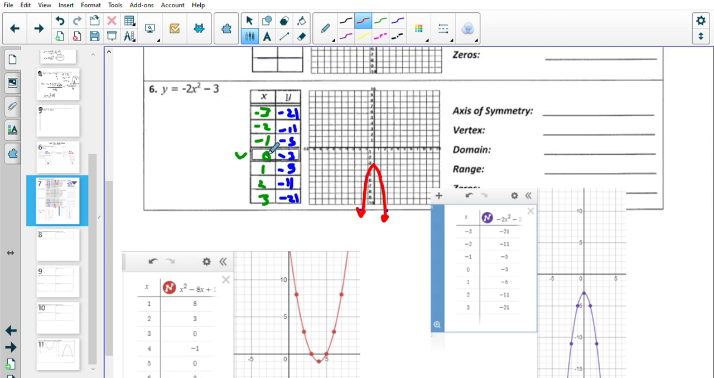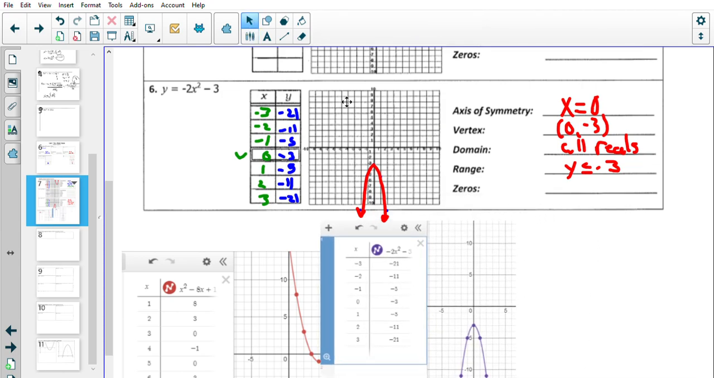And then we can fill in our axis of symmetry. Axis of symmetry, x equals 0. Vertex at 0, negative 3. Domain we know is all reals. And range y is less than or equal to, because it's going down, and it's less than or equal to negative 3. And then our zeros, you can see this graph actually never crosses the x-axis here. It never crosses it. So we put x is equal to, and we put our no solution symbol.